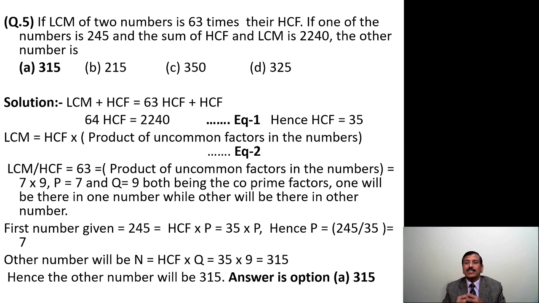If the LCM of two numbers is 63 times their HCF, if one of the numbers is 245 and the sum of HCF and LCM is 2240, the other number is. Now look here, when such problems are given, we have to correlate the data given in the problem in a systematic way. We are given LCM is equal to 63 times HCF, and another thing is the sum of HCF and LCM is given. So the sum of HCF and LCM is equal to 63 times HCF plus HCF. So 64 HCF is 2240. We get the value of HCF, we back substitute, and we get the answer.